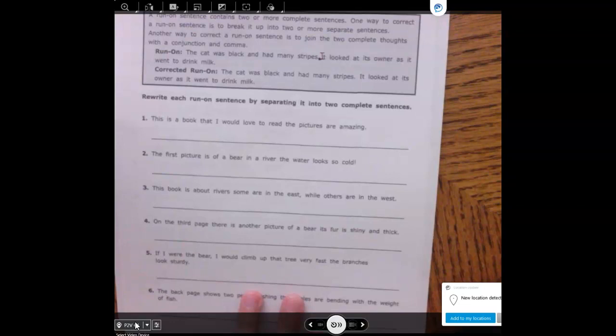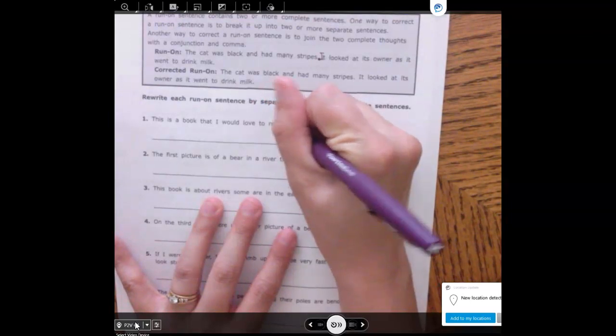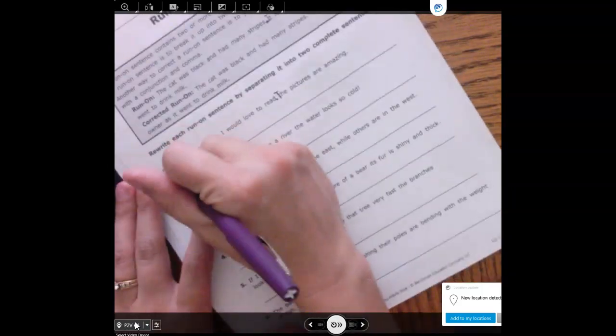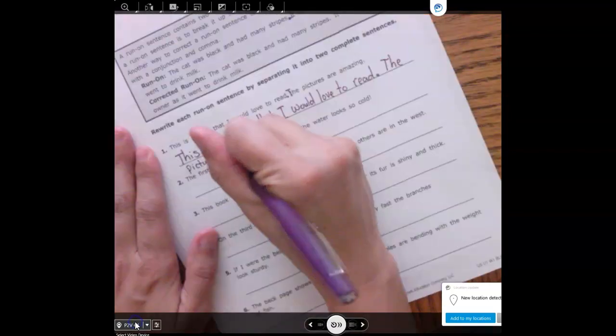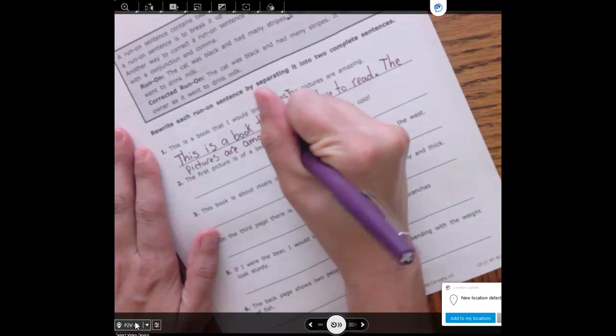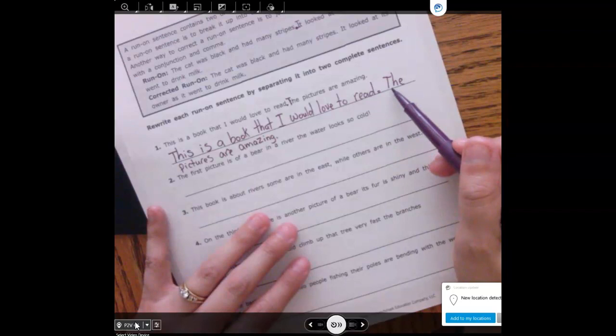Okay. All right, so let's take a look at the first 2. This is a book that I would love to read. The pictures are amazing. So where should I break this? Well, how about right here? So we're going to put the period right there and we'll capitalize the T. Now we can't just leave it like that. We have to rewrite it. Okay, so this is amazing. Okay, so what did I do there? I added a period to break them, these two complete thoughts, into two different sentences.